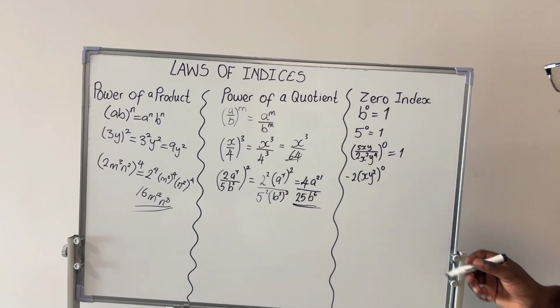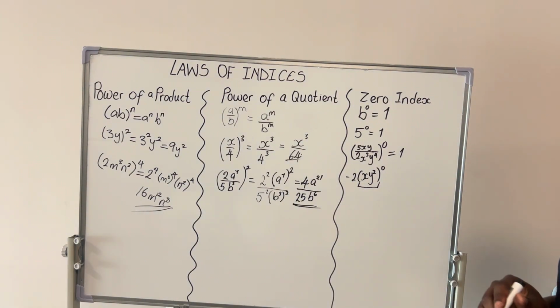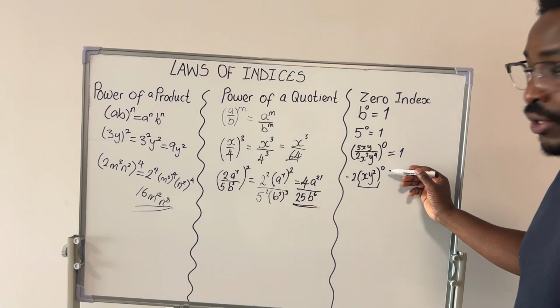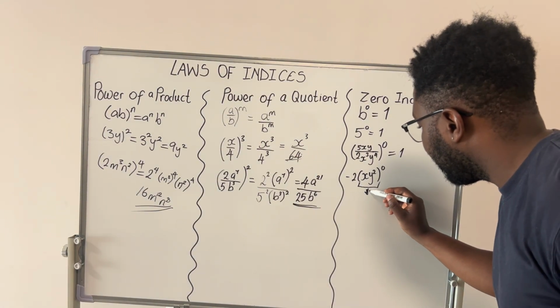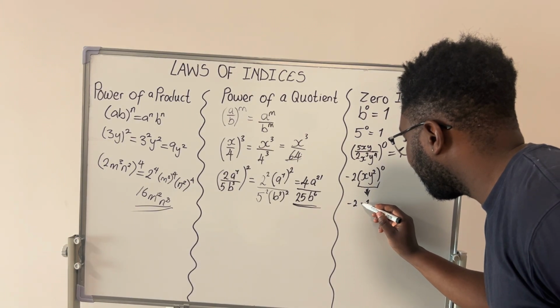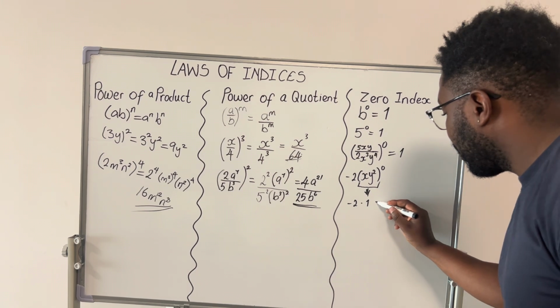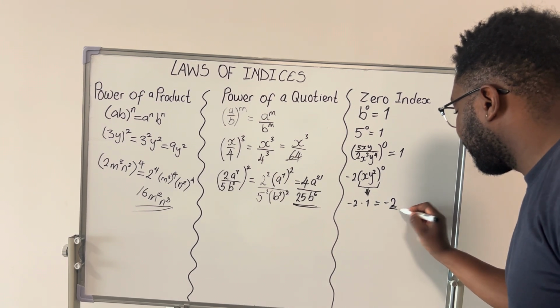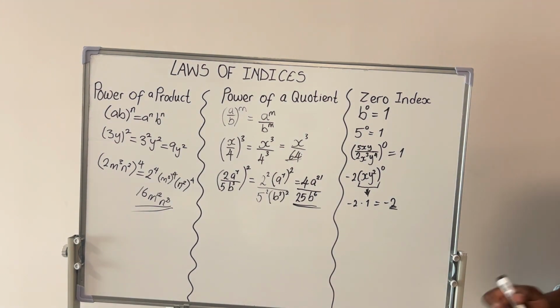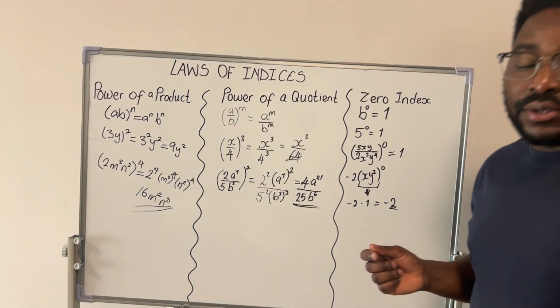Let's look at this part over here. It's raised to 0, so this part will be 1. And we have -2 there, so we're multiplying, and that will give us -2. So this is what the zero index law states. Now let's look at our other law of indices.